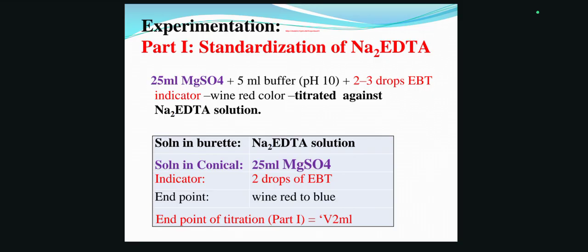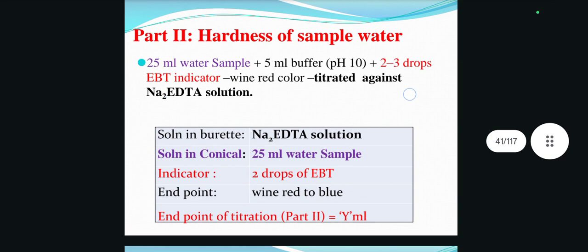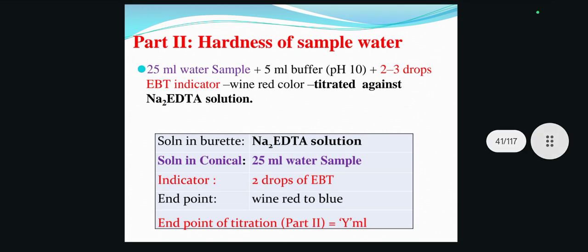And once you get a blue color, you have to note the burette reading as X ml. Now we will see part 2. In part 2, you have to find the hardness of the water sample. So here, the same procedure that we saw in part 1, you have to follow in part 2, except only one change. And what is that change?